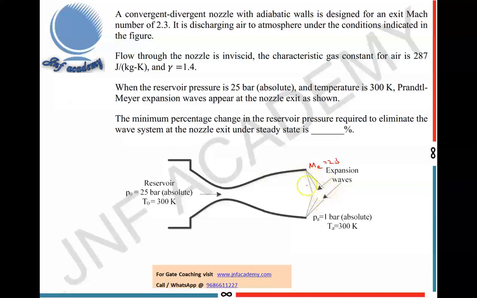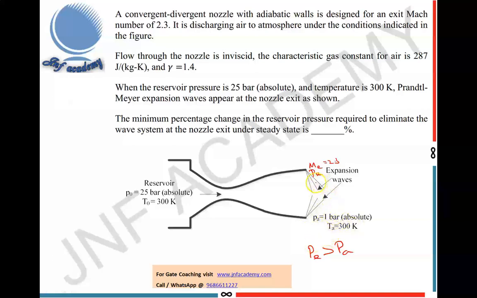You know why the expansion waves are formed here? Because the pressure is high compared to the exit pressure. Like there is an exit Mach number, there will be some exit pressure. The expansion waves are formed because the exit pressure is greater than the atmospheric pressure P_A. P_A is 1 bar, whereas your P_E for this condition of P naught equal to 25 bar is greater than P_A. Because of that, nature has to form the expansion waves to decrease the pressure so that when it discharges the air to atmospheric conditions, it will go smoothly.